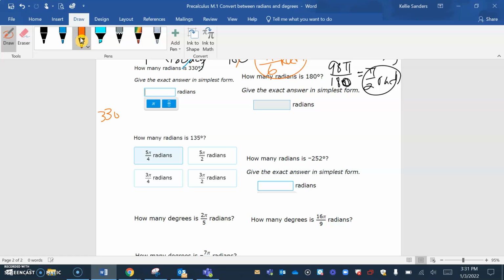330 degrees times pi radians over 180 degrees. The degrees will cancel out. I'm left with 330 pi over 180 radians. The zeros cancel out, and I would reduce the 33 over 18 by 3, and it'll be 11 over 6 pi. 11 pi over 6.